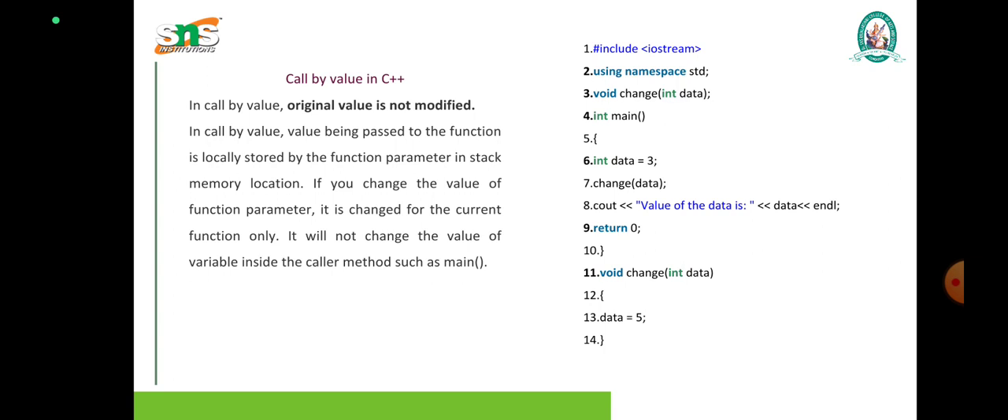Now we are defining the function, void change(int data). Here change is the function name. It is of return type void, and data is the argument, which is of type integer. Here the data value is given as 5.